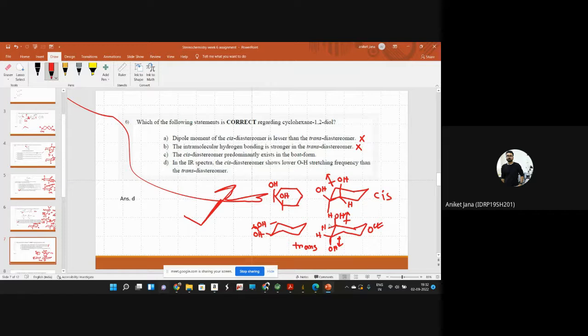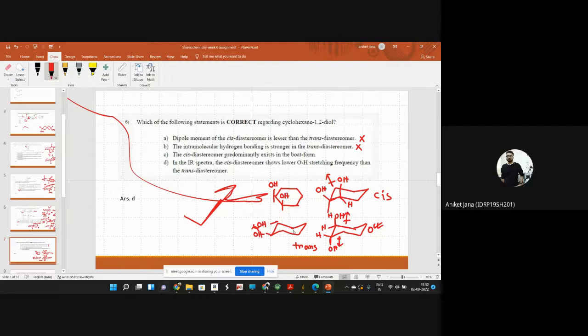Sir, in the trans conformer, two OH groups are in equatorial position. So that means the dihedral angle between the two OH groups is 60 degrees. So there is a possibility of hydrogen bonding between the two OH groups.